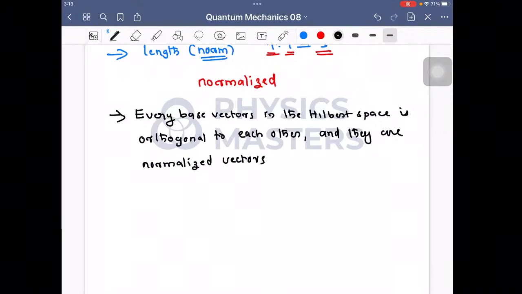I told you that for two-dimensional vectors, the dimension of space is 2. You can represent it with 2 coordinates, x and y. For a three-dimensional Euclidean space, the dimension of space is 3. You can represent any vector with 3 coordinates, x, y, z. And the Hilbert space has an infinite number of dimensions. The dimension of Hilbert space is infinity. So how many base vectors will be in a Hilbert space? The number of base vectors in a two-dimensional space is 2. If it is an xy space, you have i cap, j cap. If it is an xyz space, 3D space, you have 3 base vectors, i cap, j cap, k cap. Similarly, in a Hilbert space, the dimension is infinity, so here you have an infinite number of base vectors.